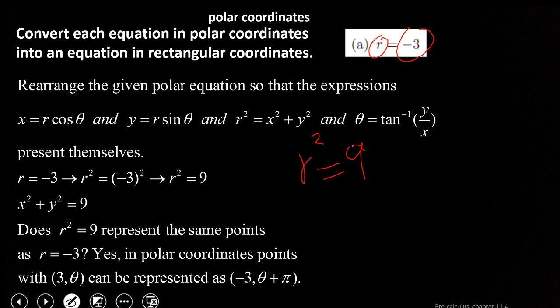That's the equation. Now, does r squared equals 9 represent the same points as r equals negative 3? Yes. In polar coordinates, these two are actually the same, right? We talked about that.